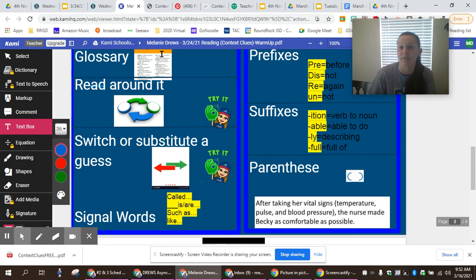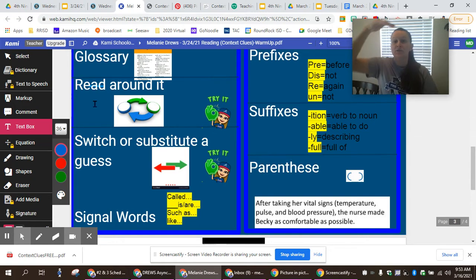We know that there are glossaries in nonfiction books especially, where you can go to the end of the book and find out what that word means, because that's like a tiny little dictionary. All right, but these are the two that I like to try out when I don't have those things. And these are the two that we'll try out in our warm-ups again.